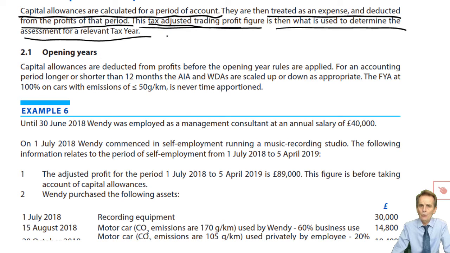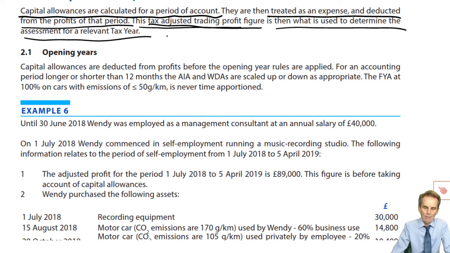We know that if you buy cars, there's no AIA, and you'll only get FYA if it's low emission, if it doesn't exceed that 50 grams per kilometre limit there. But if it's any other level of grams per kilometre CO2 emissions there, then we're either going to get 18%, usually again as a part of your main pool WDA calculation, or 8% as part of your special rate pool calculation. So again, these figures of WDA will need to be time apportioned.